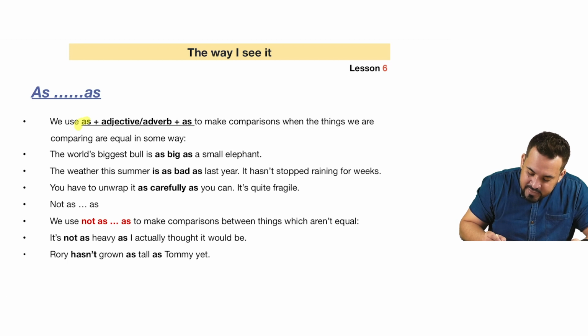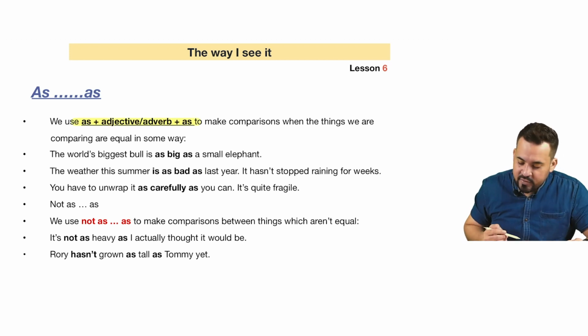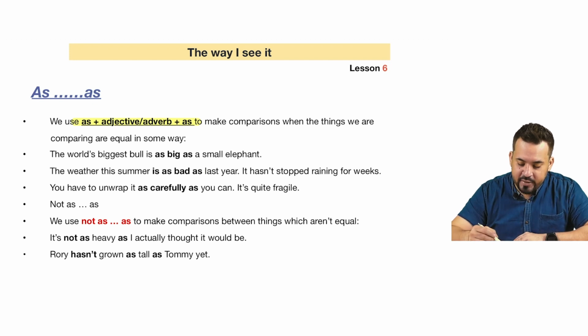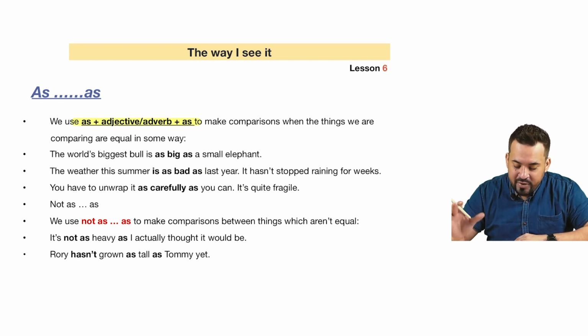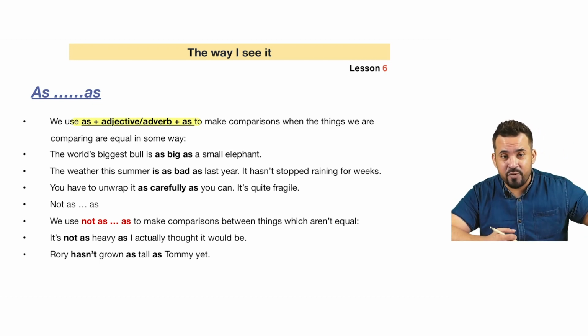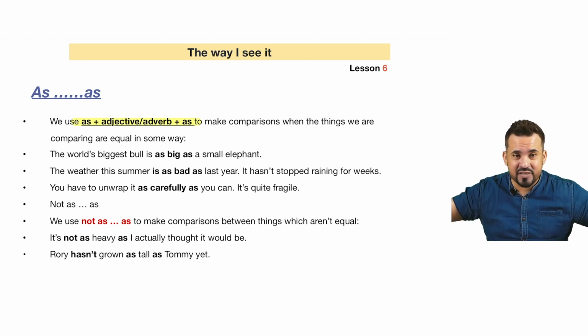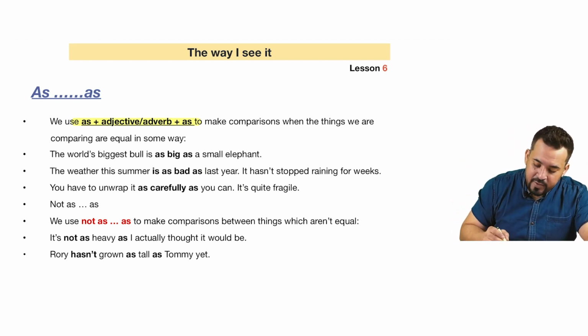So, as adjective, adverb, as. This is the rule. Comparing both. Okay, let's take a look at the next example. The weather this summer is as bad as last year. It hasn't stopped raining for a week. It means this summer is bad, last year was bad, they're just as bad, or equally bad.